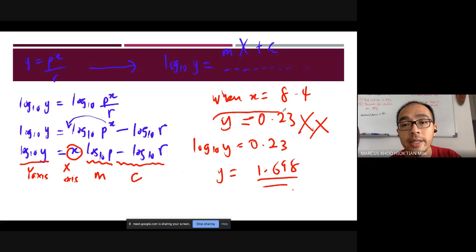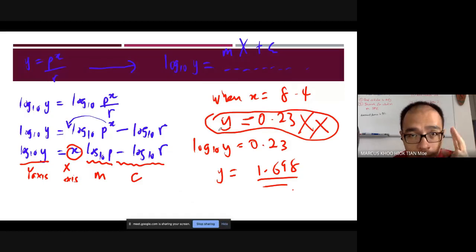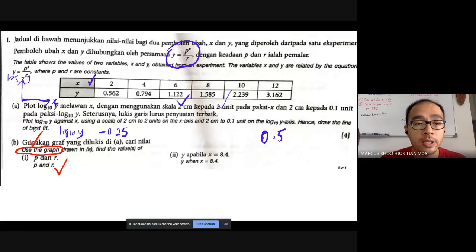So if anything, I want you to correct the two most common mistakes. These are the two most common mistakes I see students do. Number one, when asked to find a value, they do not use the graph, they use a formula. Because you're not supposed to use a formula. The question is already very specific. It says use the graph.